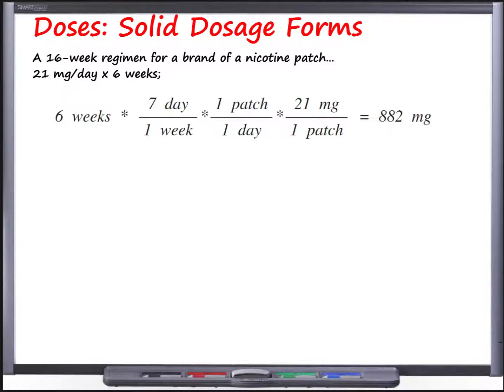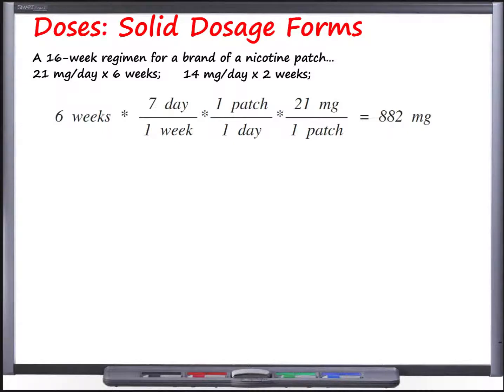The first problem, and really the only problem we have, is units. We have milligrams, days, and weeks. And so we're going to need to start with the fact that we're going to be on this for 6 weeks. But to be able to look at our concentration of 21 milligrams per day, we're going to have to convert weeks to days. So the first step is to go from 6 weeks times the fact that there are 7 days in every week.